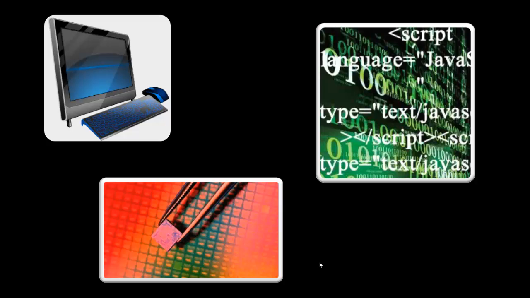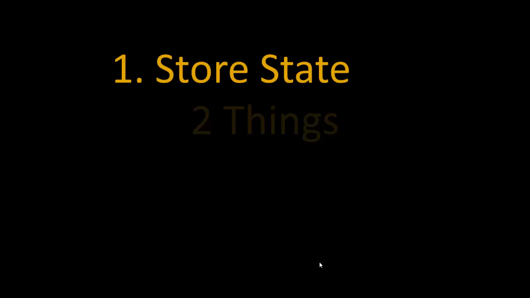In this course, we're going to talk about computers from the perspective of computer engineering. The amazing thing about this perspective is that whether you're building a computer from transistors or writing a program, you are essentially doing only two things. First, you are storing state.